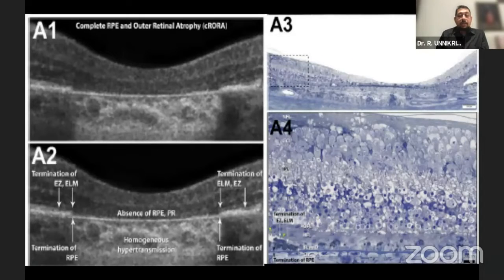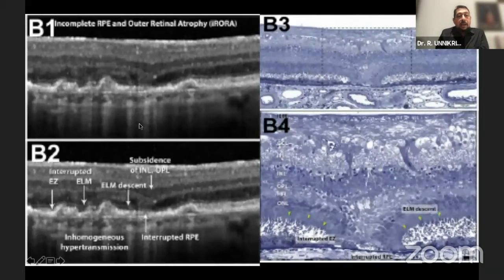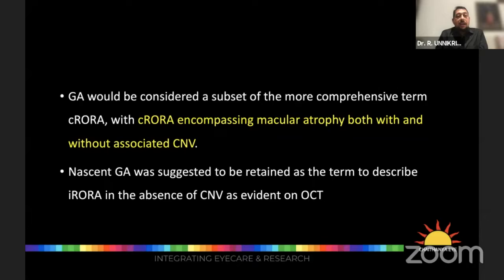So these are some pictures from that seminal article, in which you can see a continuous zone where the RPE and the photoreceptors are lost, and hypertransmission due to that is seen. In an incomplete case, you can see that areas of the RPE are still persistent with photoreceptor retainers, and you don't see continuous hypertransmission of the signal in areas of intermittent normalcy. The interesting thing is that the term geographic atrophy is now only considered a subset of CRORA, by which CRORA is also defined when there is an exudative membrane.